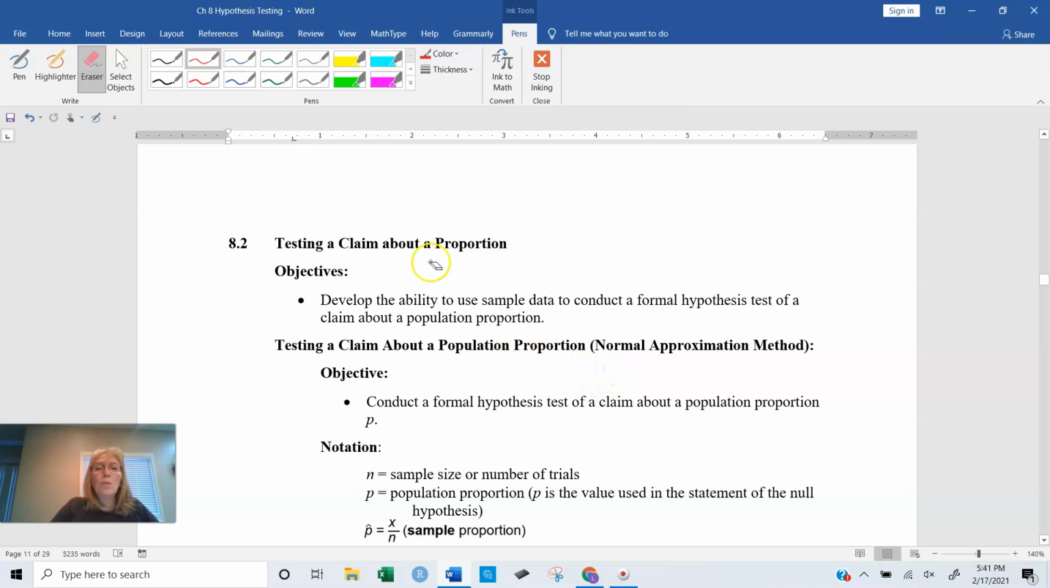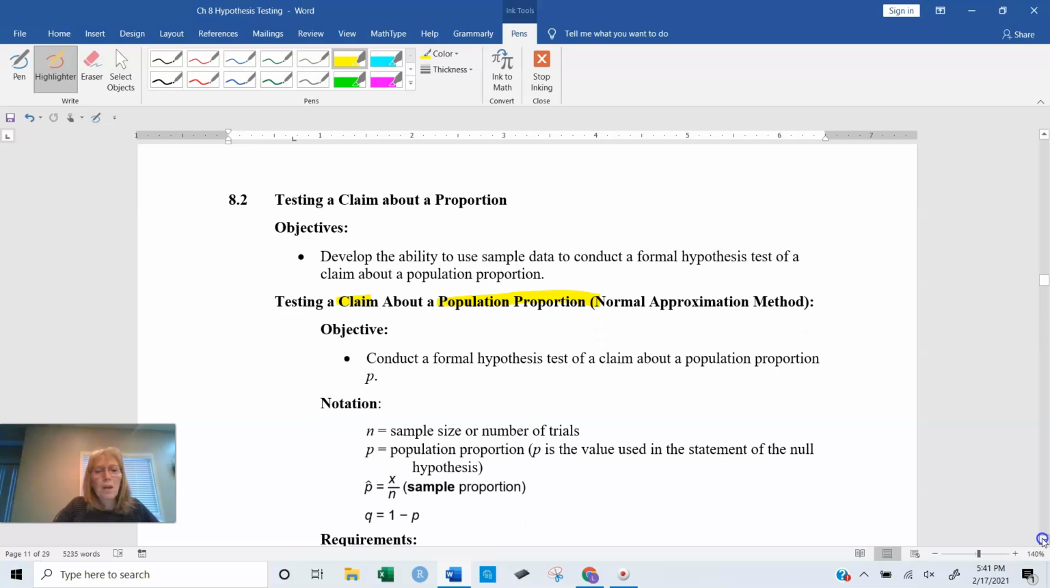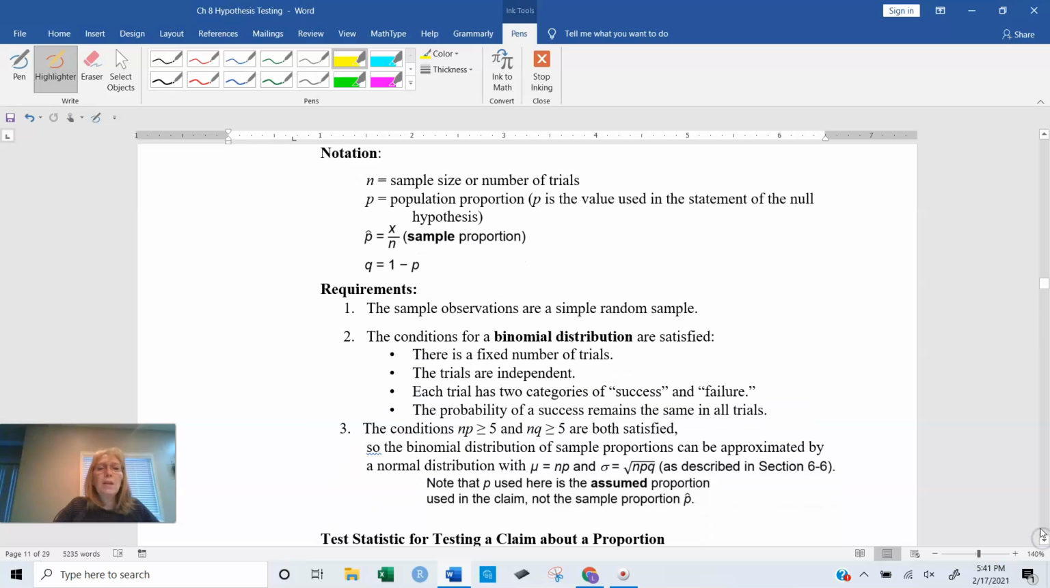So 8.2 starts out with a proportion. We're going to test a claim about a population proportion. Our notation stays the same, nothing's different here. We have n, p, p hat, and q.